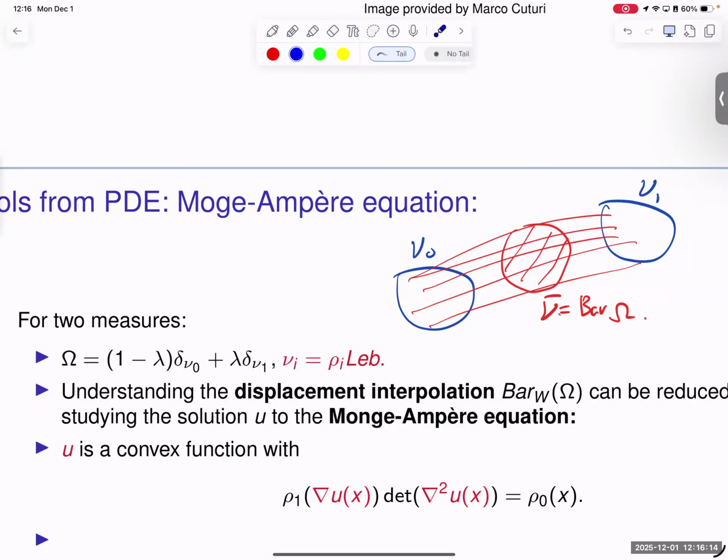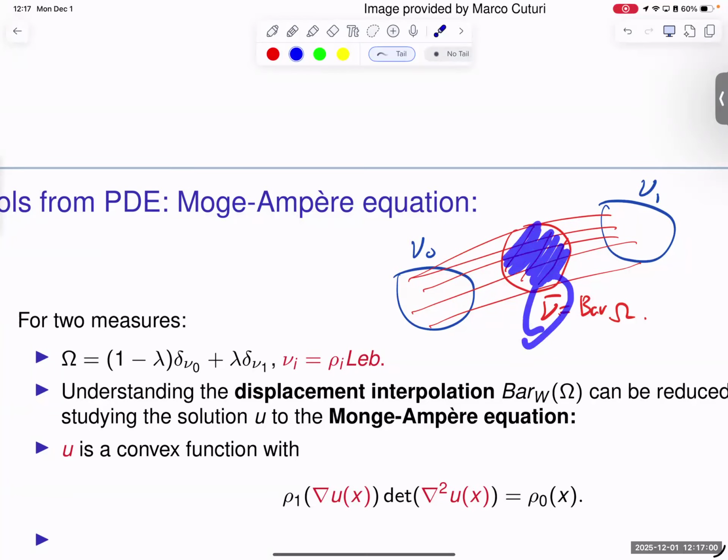The idea is to consider the Monge-Ampère equation. Given these two distributions, we have the corresponding Monge-Ampère equation, and optimal transport is nothing but the gradient of the solution to this Monge-Ampère equation. Whatever nice properties the solution to this Monge-Ampère equation has will be related to the properties of the data, rho 0 and rho 1.